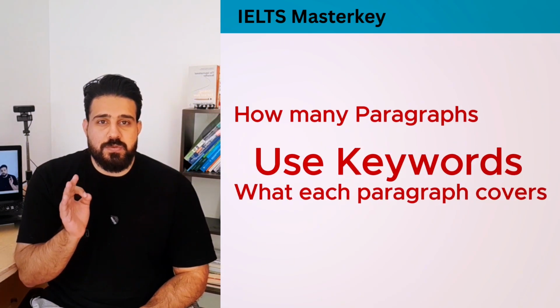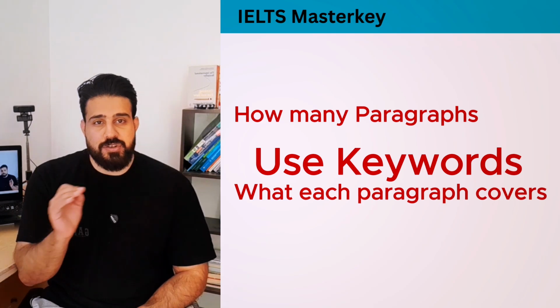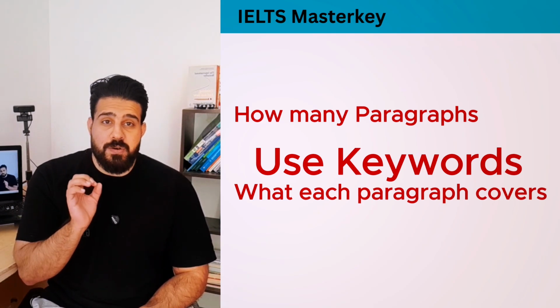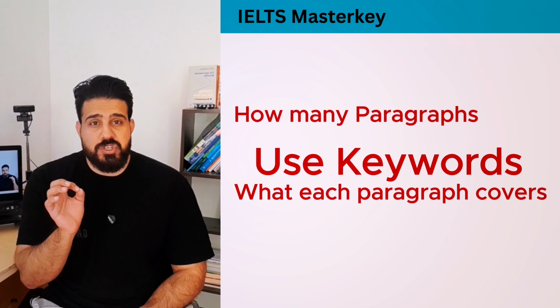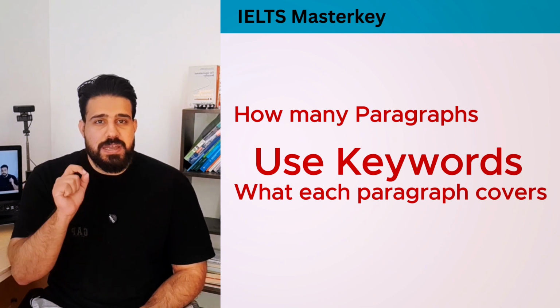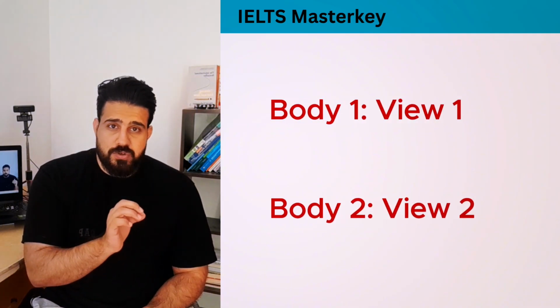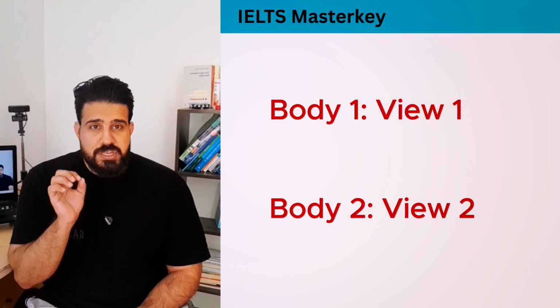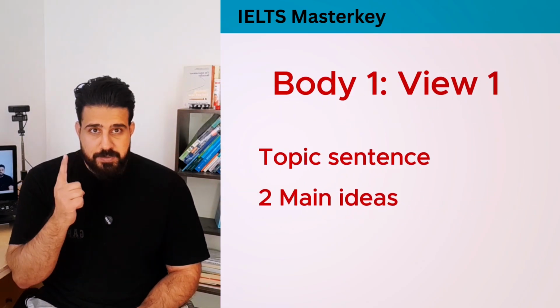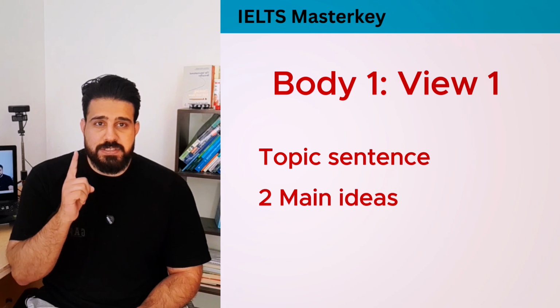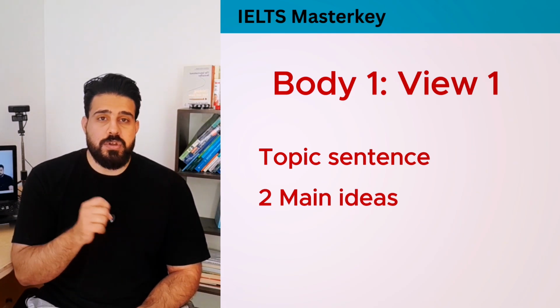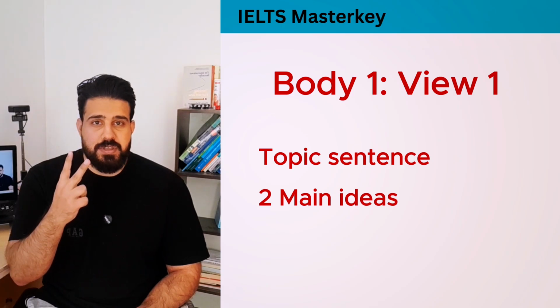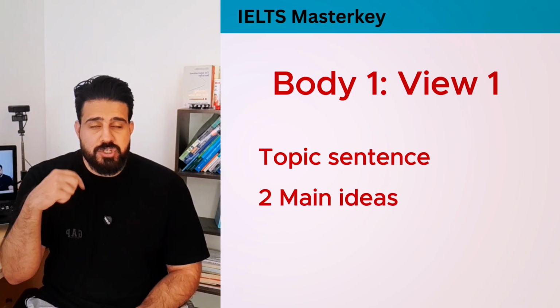Here's how it works. You've already analyzed the question and know how many parts it has and you should cover. Now, decide how many body paragraphs you need and what each one will talk about. For example, if it's a discuss both views question, you will have 2 body paragraphs, one for each view, and your opinion goes in the introduction and conclusion. Now, for each body paragraph, you'll write a topic sentence, a short, clear idea that makes it clear what that paragraph talks about, 2 main ideas, and explanation and support for each of those main ideas.